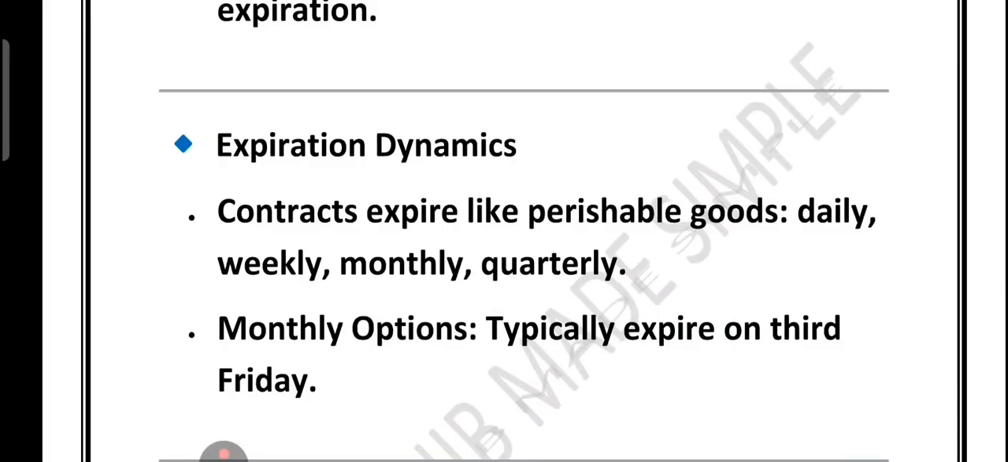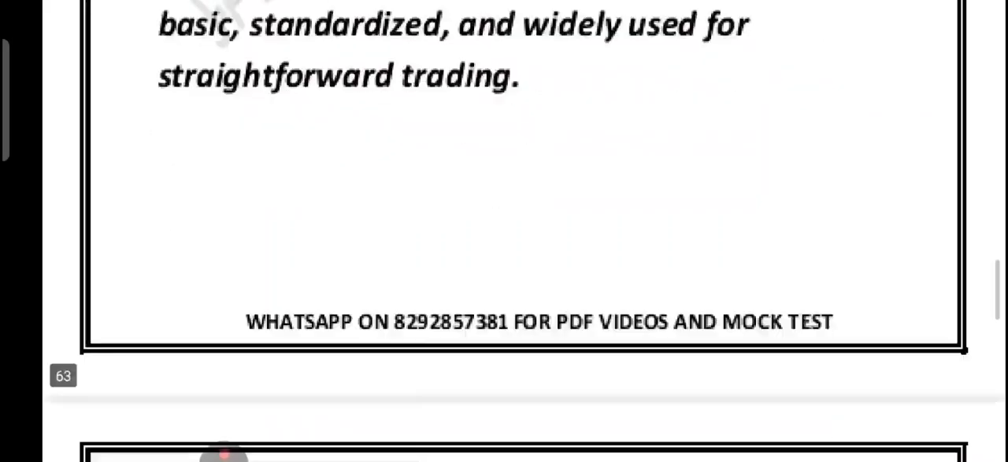Then let's talk about the expiration dynamics. Options expire like perishable goods: daily, weekly, monthly, quarterly, and most monthly options expire on the third Friday of the month, right? So expiry means timing matters, and monthly option means third Friday. Remember these key points. Okay, so these are the points.